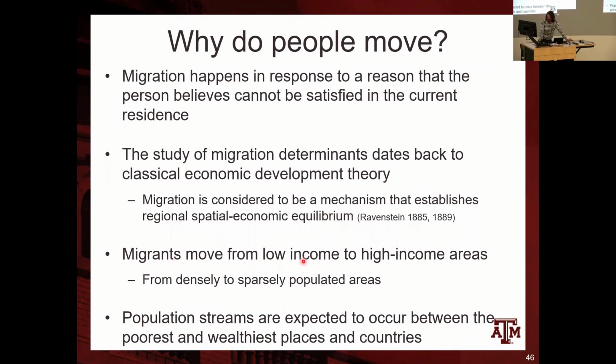Migrants usually move from low income to high income areas. Usually migrants migrate from densely to sparsely populated areas. That's a little counterintuitive, right? Because when we talk about migration from rural to urban areas, rural areas actually have fewer people. Urban areas have more people. And you are seeing more migration from rural to urban areas.